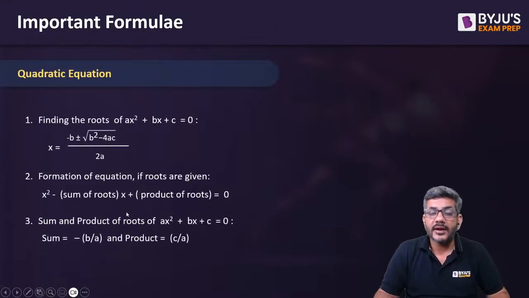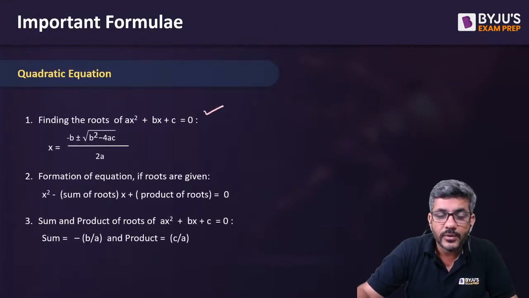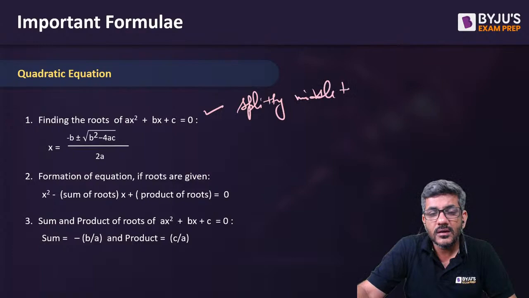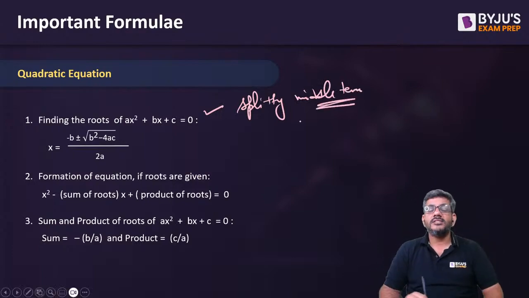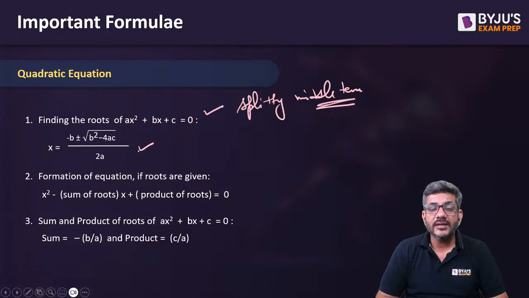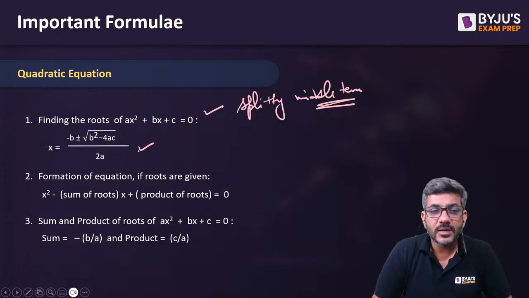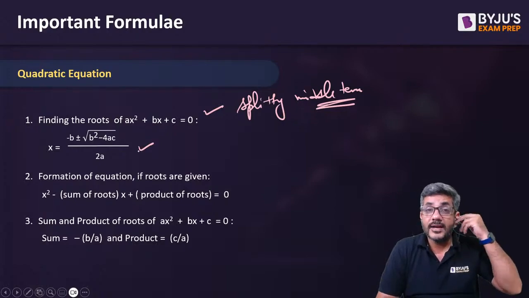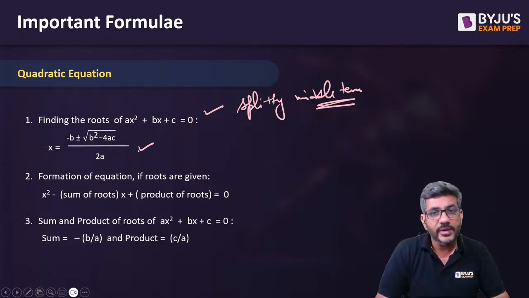Now we'll talk about quadratic equation. How do we solve a quadratic equation? One is splitting the middle term. I'm not talking about that. I'm sure कि वो आप सबको पता होगा, right? और दूसरा फॉर्मूला होता है Sridharacharya's formula, which is written here. x is equal to minus b plus minus root over b square minus 4ac divided by 2a. That is the other formula to find out the roots of a quadratic equation.